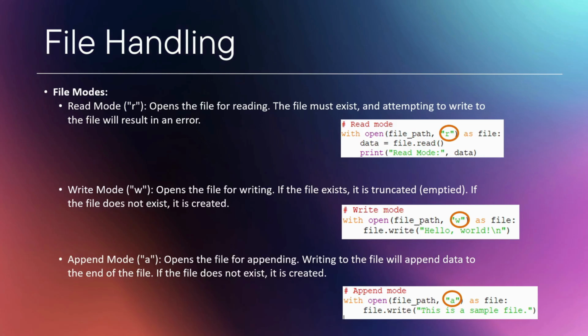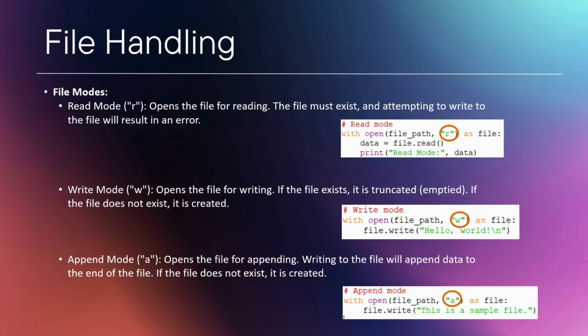So there are three basic types of file modes. The first is the read mode. It opens the file for reading. The file must exist, and attempting to write on the file will result in an error. If we want to read some file, obviously the file has to be there. We already saw that if the file was not there, it showed us an error. And we cannot write anything on the file, that is, we cannot make any changes to the file, we can just read it.